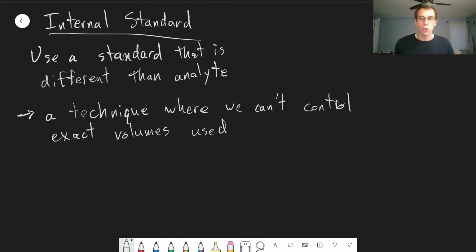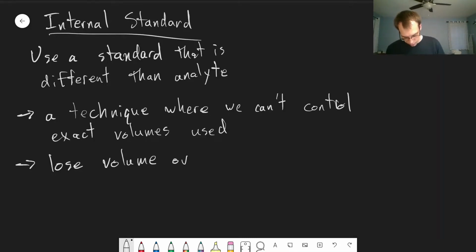For example, in many chromatographic methods, a small amount of volume is injected into, for example, a gas chromatograph or a liquid chromatograph. And it's very difficult to get the exact same volume every time. And that can make it hard to know exactly how much you put into your analytical measurement. You can't control exact volumes very well, or you lose volume, or I should say lose sample, in the process of doing measurements.